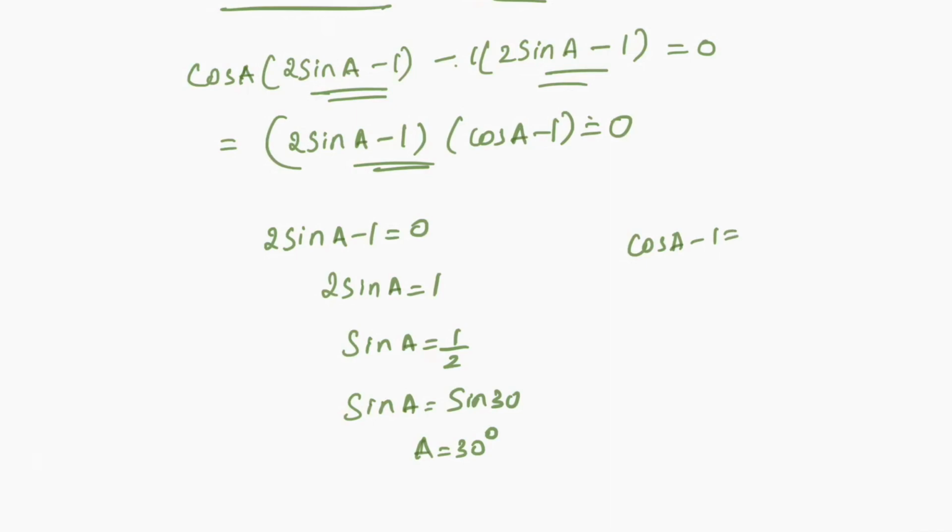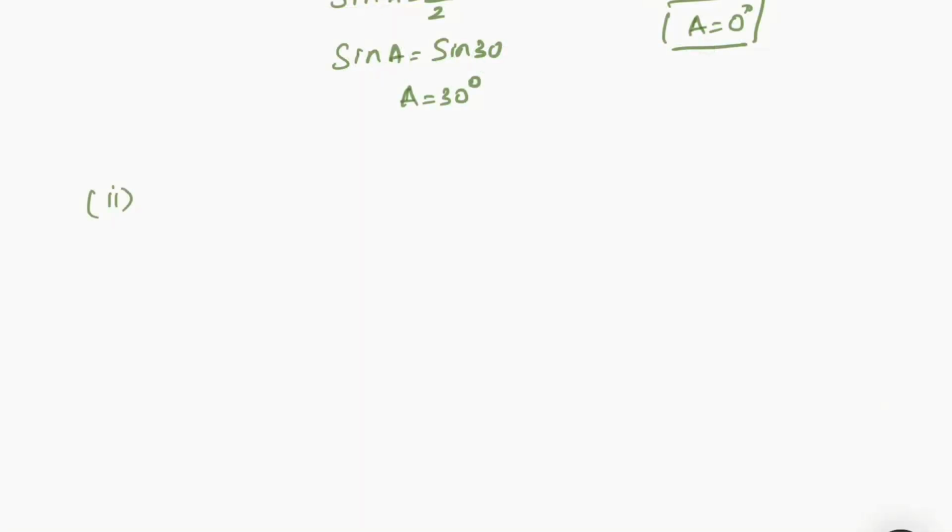Cos A minus 1 equal to 0. Cos A equal to 1. For which value is cos 1? Cos A is equal to cos 0. A is equal to 0 degree. Okay, now what's the second sub question given?